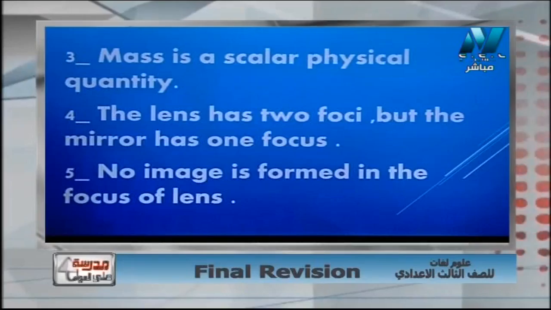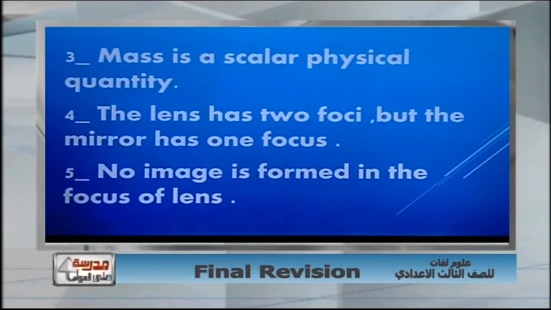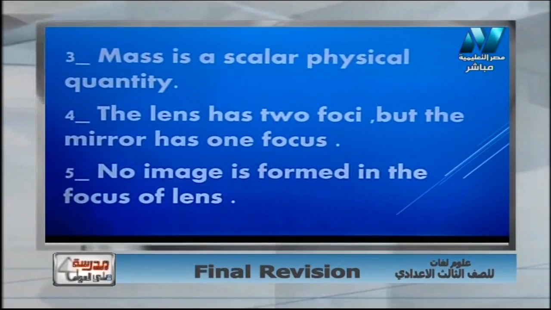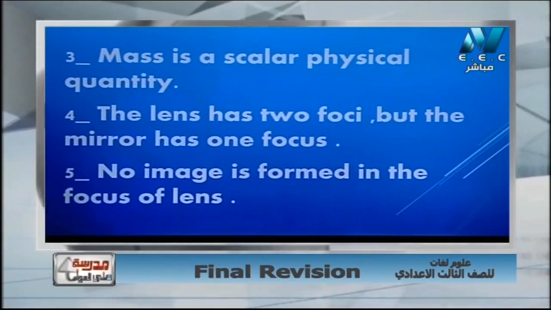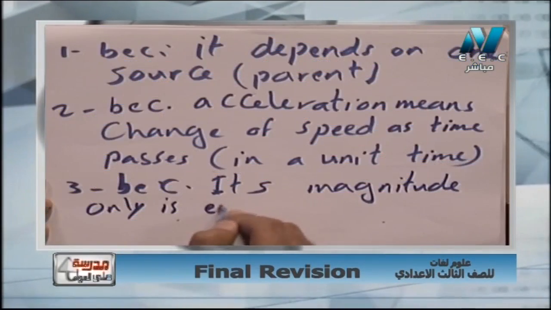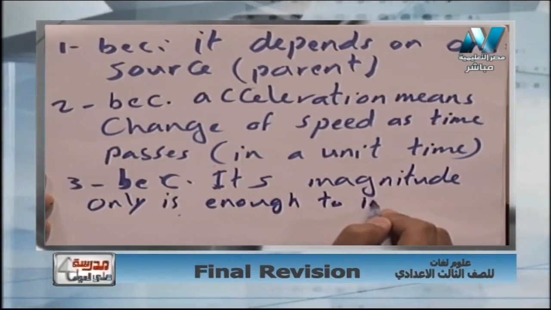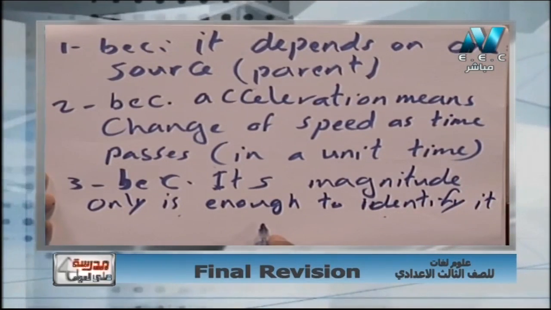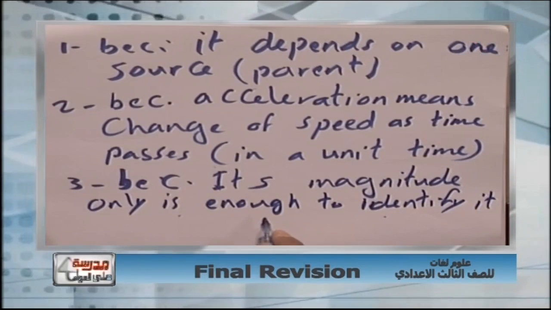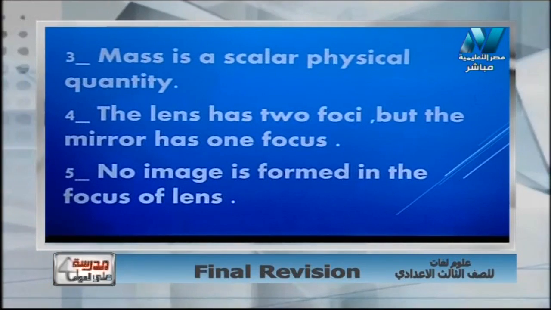Let's go to number 3. Mass is scalar. Why is mass a scalar physical quantity? So I have to write the definition, because its magnitude only is enough to identify it. If he asks about, for example, weight is a vector physical quantity, because its magnitude and direction are necessary to identify it.